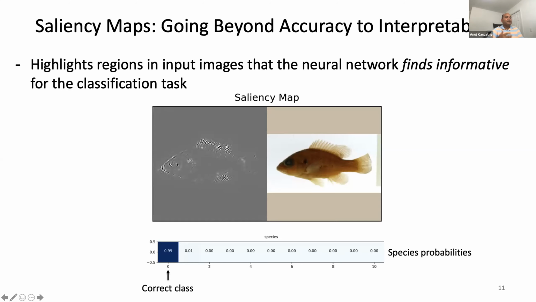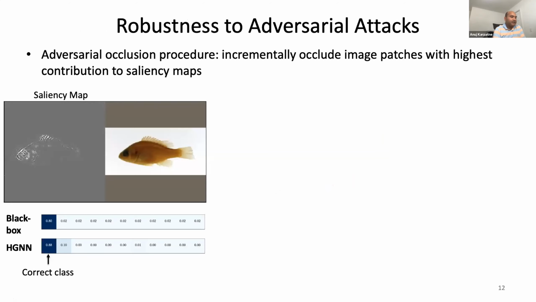So we'll be looking at these saliency maps and the species probabilities that we are predicting to look at a very interesting insight that we obtained: that by bringing in scientific knowledge, we can even achieve better robustness to adversarial attacks. Right? So here is a very simple adversarial occlusion procedure that we explored, which is by occluding regions of the image that have the highest contribution to the saliency maps.